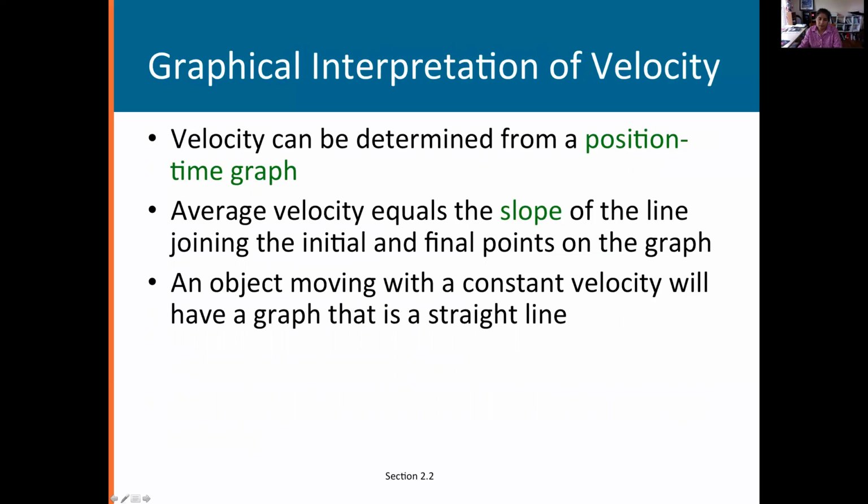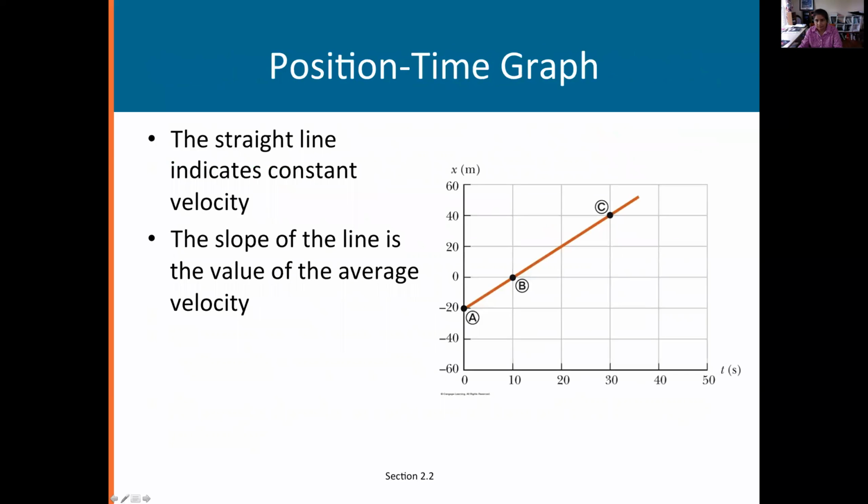In general, we can say that we can find the velocity by interpreting a position time graph, and we're going to look at some of these. If we take the slope of the line joining the initial and final points in the graph, then we will find the average velocity, okay? And let's have a look at that. So here's my position time graph. Remember, position on the y-axis, time on the x-axis, because this is the second term I said. Position, time, graph. Time is in units of 10 seconds again.